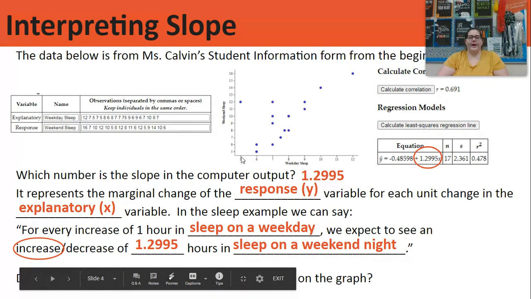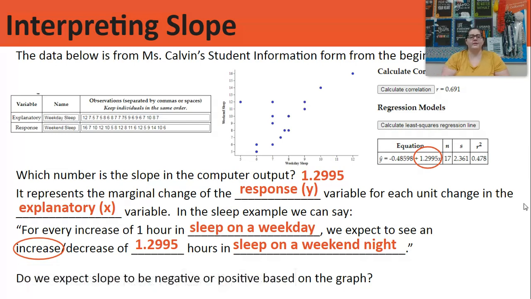Even just looking at the graph, I can see that we have that positive association. So I would expect the slope to be positive, just based on the graph, and it is. So that's how we interpret the slope. For every 1 unit change in x, this is what we expect to happen to y. That's what slope tells us.